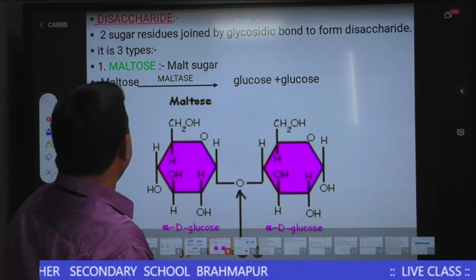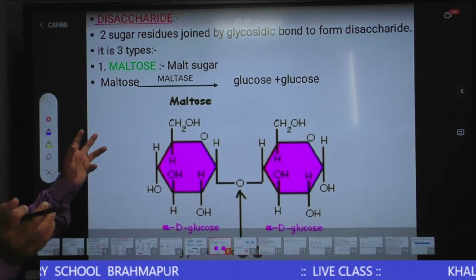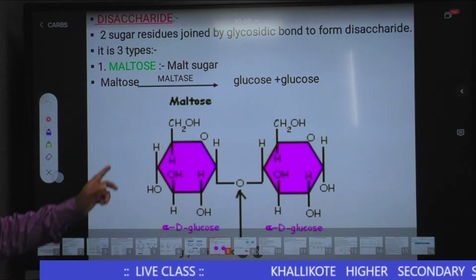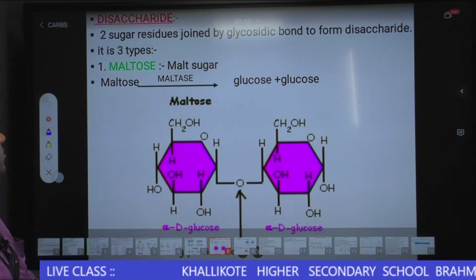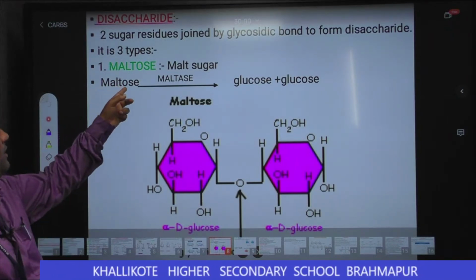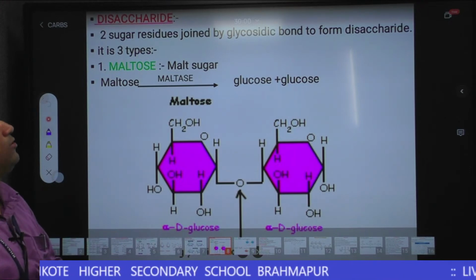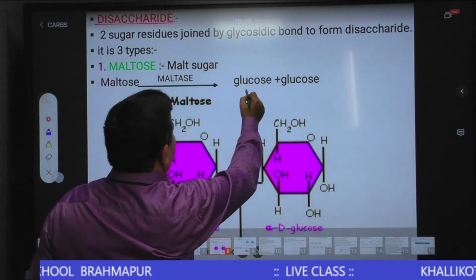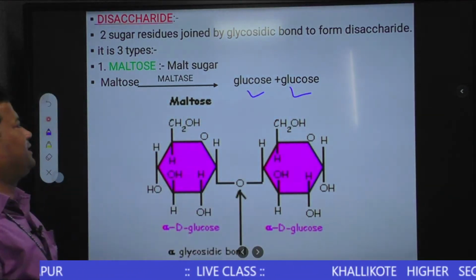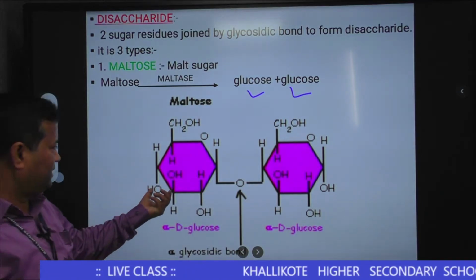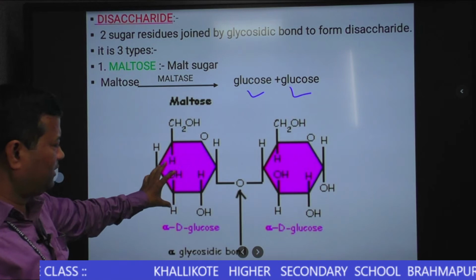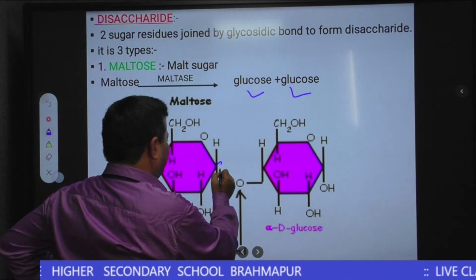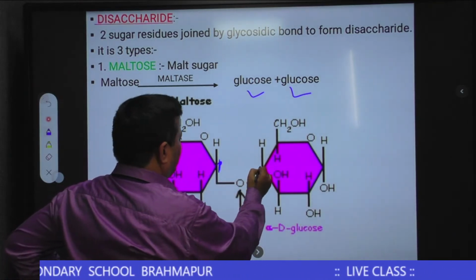Then comes the disaccharide. When two sugar residues are joined by a glycosidic bond, that forms a disaccharide. It may be of three types: maltose, lactose, sucrose. Maltose is commonly found in malt cereal, so its name is malt sugar. Maltose on hydrolysis gives rise to glucose and glucose in the presence of the enzyme maltase. Here you can see the picture. This is alpha D glucose, that is also alpha D glucose. Here this is the first carbon atom, this is the fourth carbon atom.